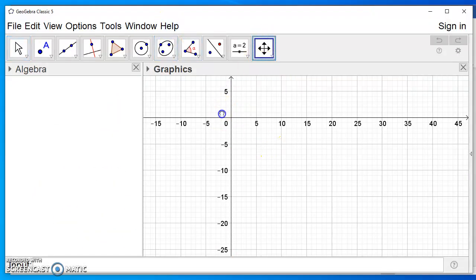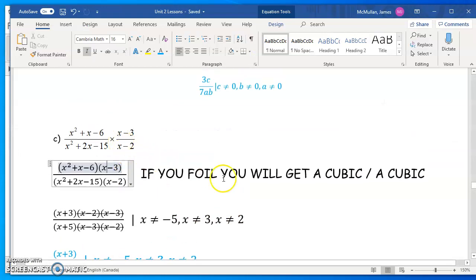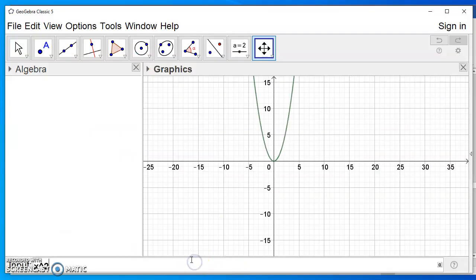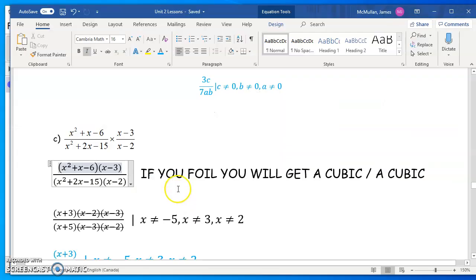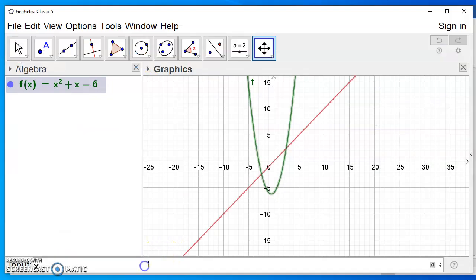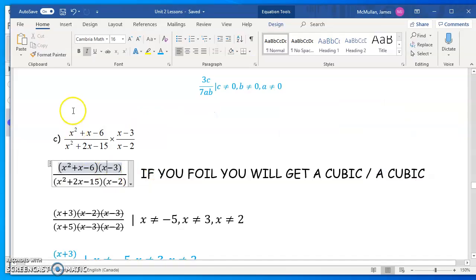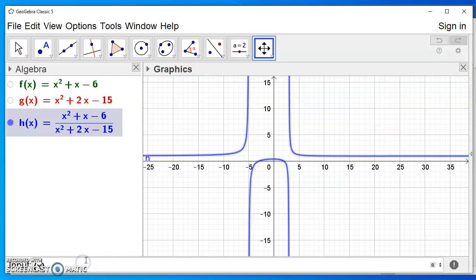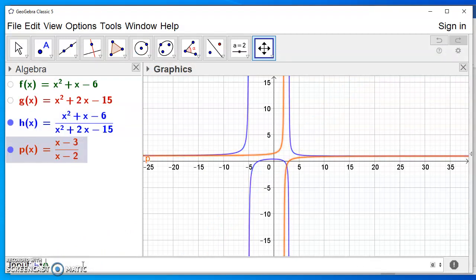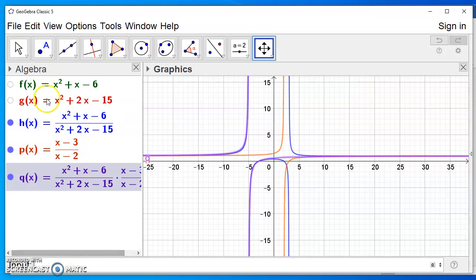Let's demonstrate this one quickly, just visually, so we can see. So we have x squared plus x minus 6. Now we've got x squared plus 2x minus 15. We have f over g, so that's the first thing we're drawing. Then we have x minus 3 over x minus 2, and we're doing h times p. Now h times p actually looks a lot simpler than just h, right? Look at just h.